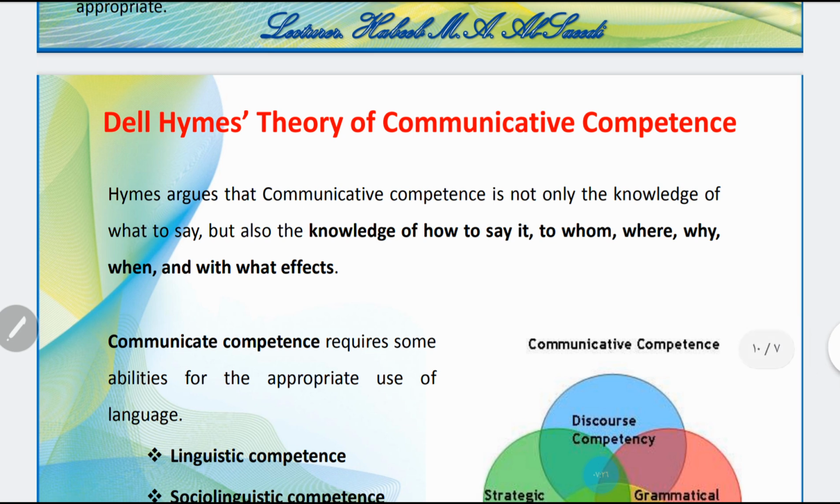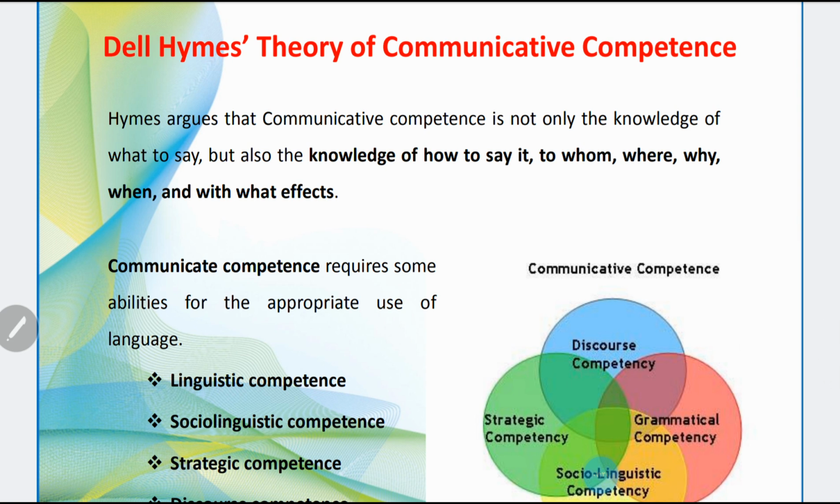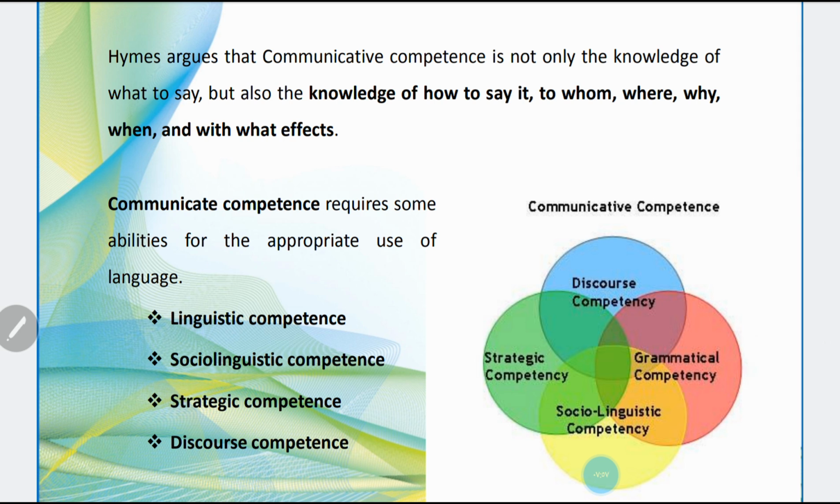Now we come to Hymes's theory of communicative competence. Hymes argues that communicative competence is not only the knowledge of what to say. It's not about grammar, it's not about linguistics, but also the knowledge of how to say it, to whom, where, why, when, and with what effect. So it's not only to know what to say, the correct word, but how to say it, to whom, where, why, when, and with what effect.